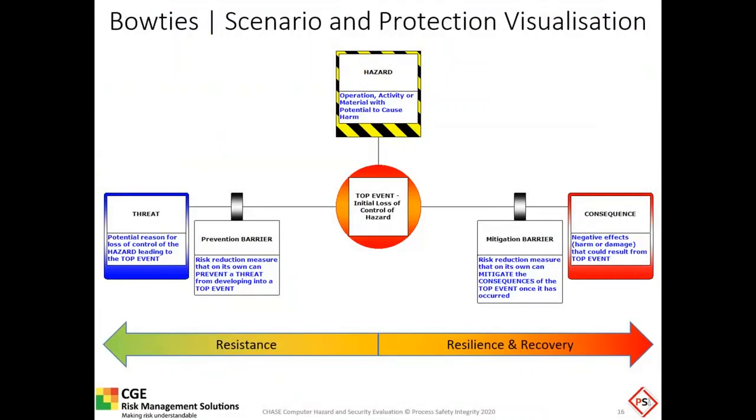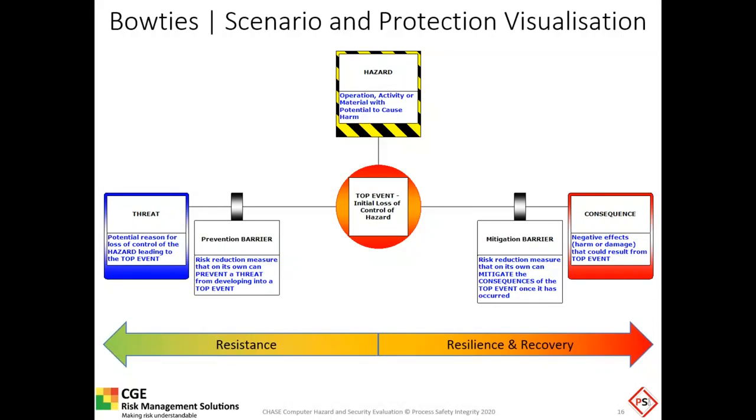So, moving from scoping and screening into the actual risk assessment itself. The conventional bow tie from a process safety perspective is that you've got some hazard, some operation, activity or material that can cause harm. You control or contain that hazard, but when you lose control, the top event occurs and you have the potential for negative effects or consequences.